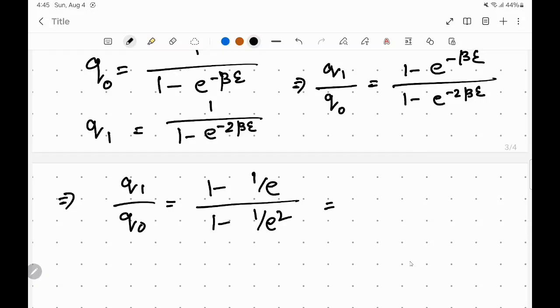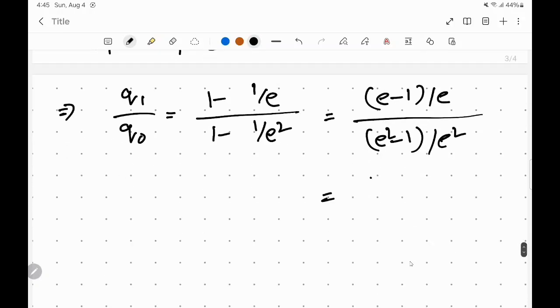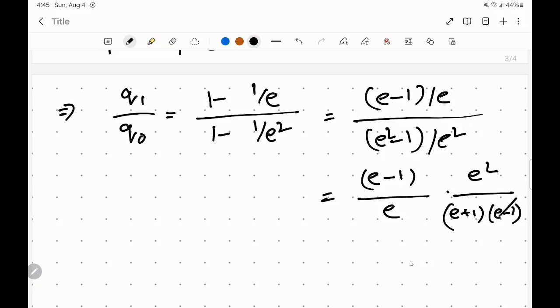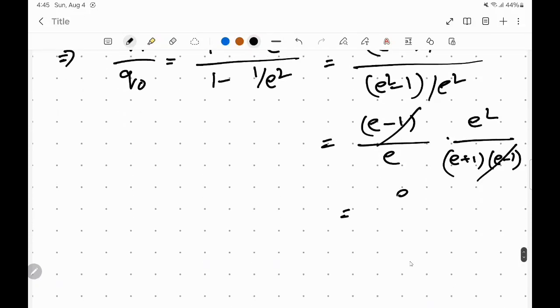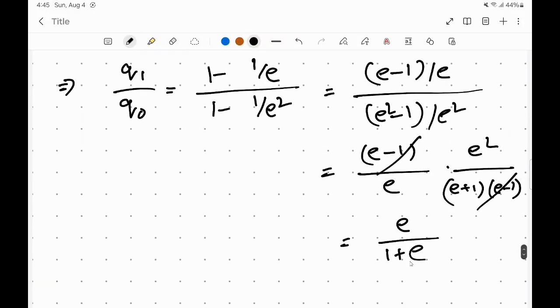So now it is e minus 1 by e, divided by e square minus 1 by e square. So it is e minus 1 divided by e into e square divided by e plus 1 into e minus 1. So it is e by 1 plus e. So this is the change when it is doubled.